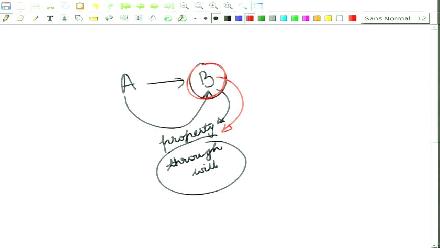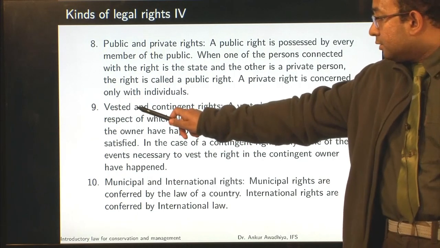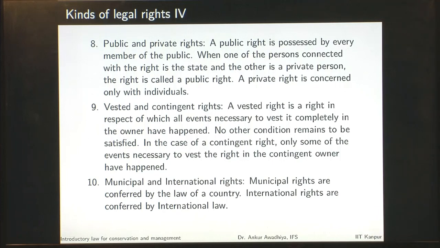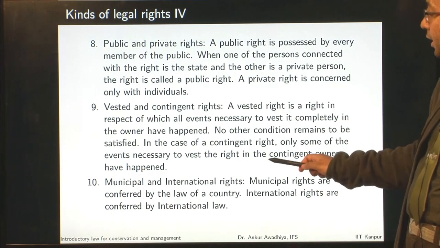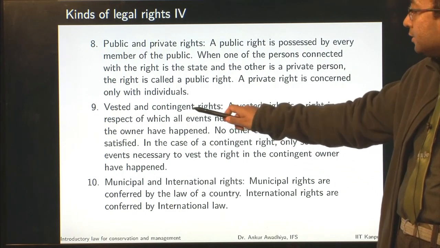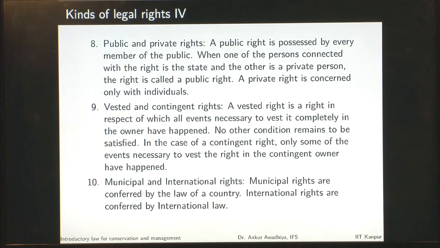You can have vested rights and contingent rights. Vested rights are those in which all the events have been done. Contingent rights are those rights for which some events have been done, but the full enjoyment of the right is contingent over something else. Then you can have municipal and international rights. Municipal rights are conferred by the law of a country. So these are national rights that you have within a nation. International rights are conferred by international law. So you have municipal and international rights.